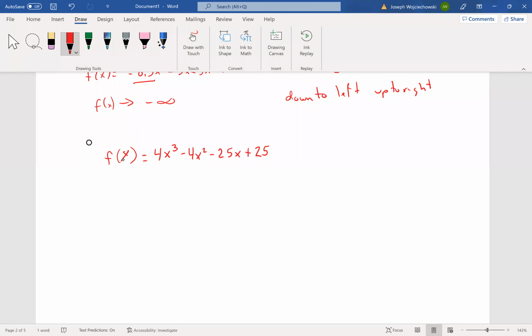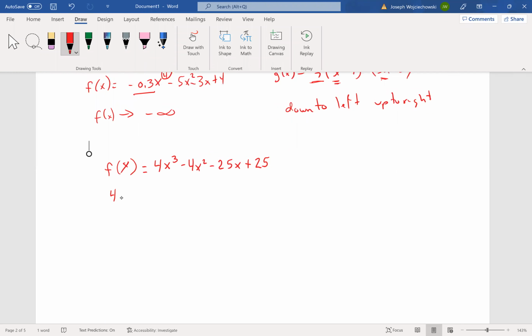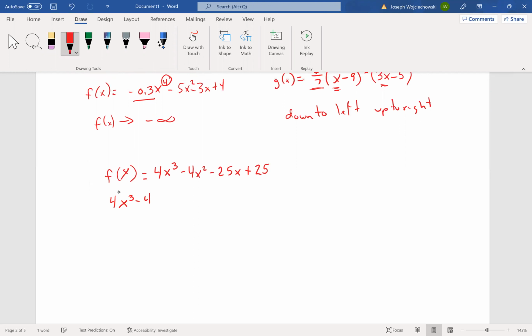So to find the zeros, what does that mean? That means where does this function equal 0? If f(x) = 4x cubed minus 4x squared minus 25x plus 25, where does this equal 0?